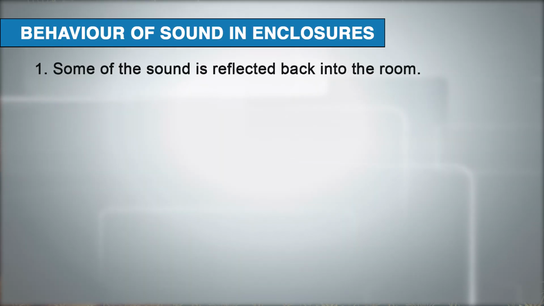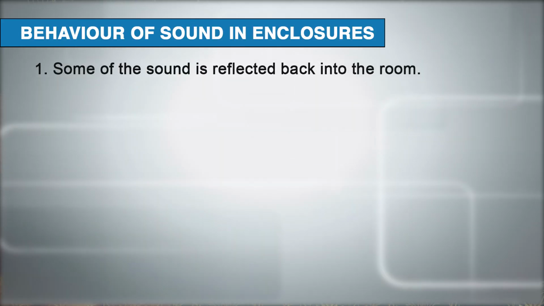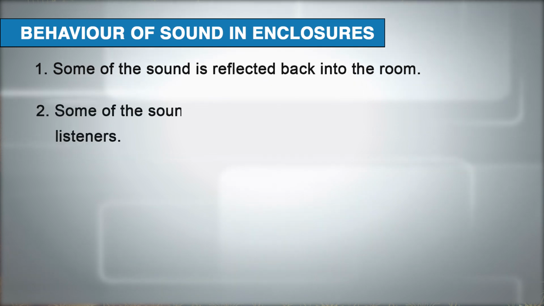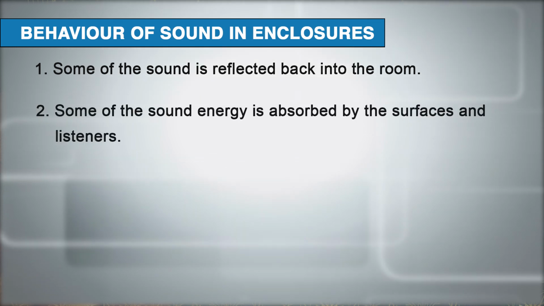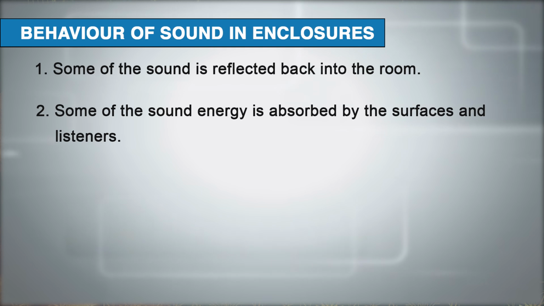Next, we will discuss the behavior of sound in enclosures. When sound is produced in a room, the short distance between the sound source and the walls means that there is little to no reduction in sound due to distance. When sound waves hit the room surface, three things occur. Firstly, some of the sound is reflected back into the room. Secondly, some of the sound energy is absorbed by the surface and listeners.